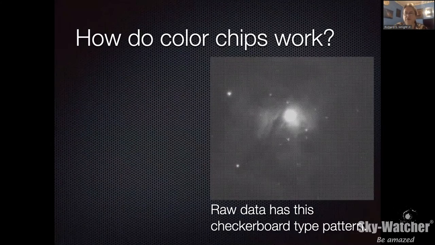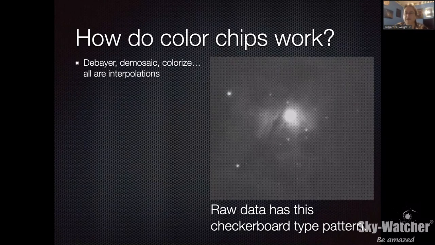A raw color image kind of looks like this. You get this checkerboard pattern. The darker pixels are usually the blue channel, and then the brighter pixels are the red and the green. And you take this checkerboard pattern and you convert it into a color image. And the process is called debayer or demosaic or colorize, depends on whose post-processing program you're using. I think I started with Nebulosity many years ago and they called it demosaic. Most programs call it debayer now.